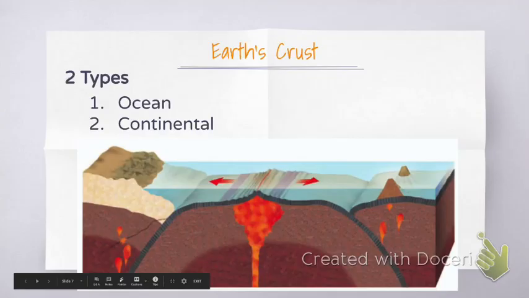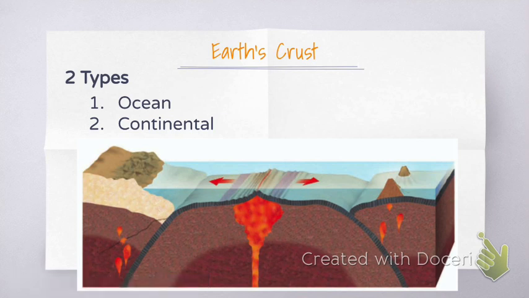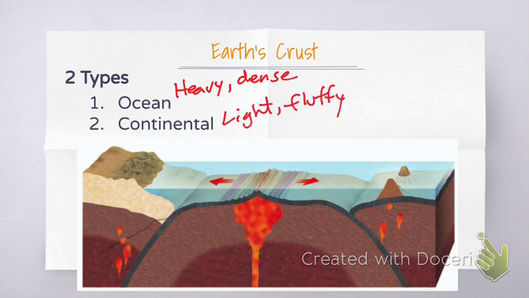We have two different kinds of crust, and the type of crust impacts how plate tectonics works, so it's good to know the difference between these. Now, the ocean crust is heavy, and we'll say dense, while the continental crust is light and fluffy. How's that? Light and fluffy.